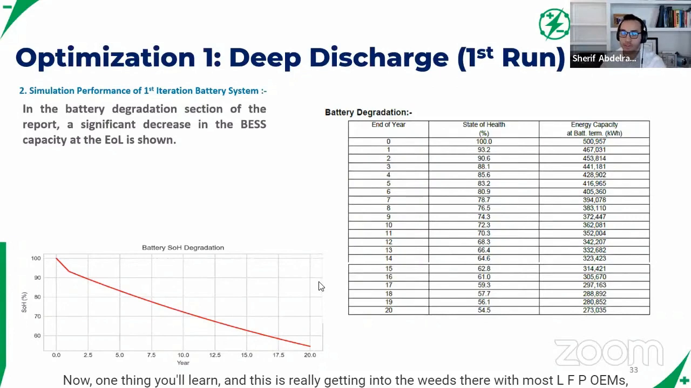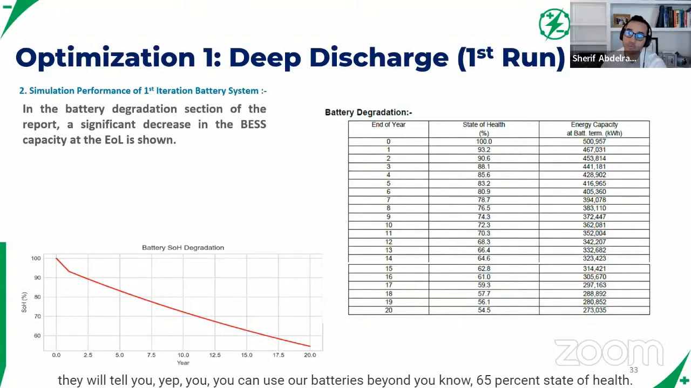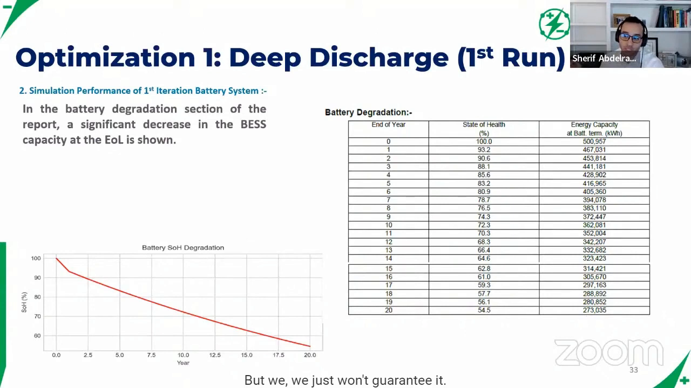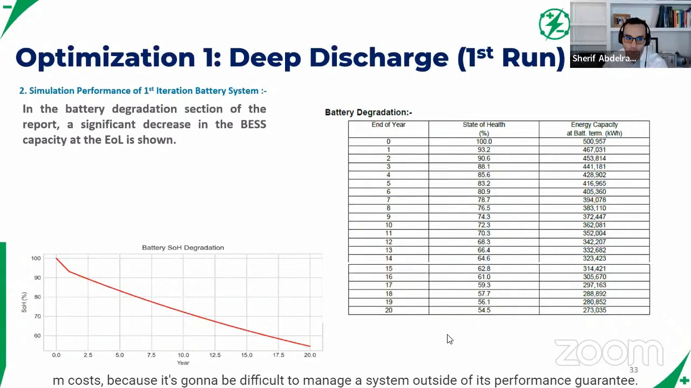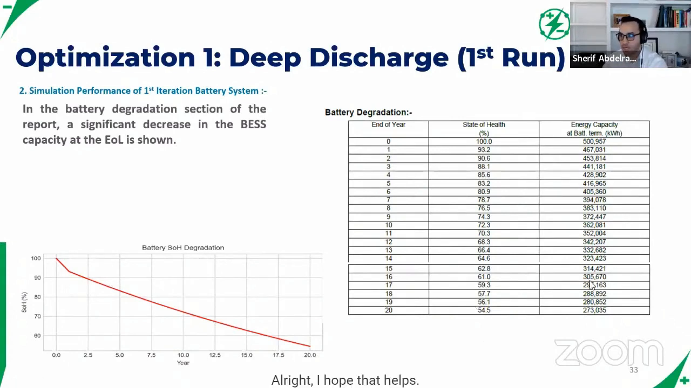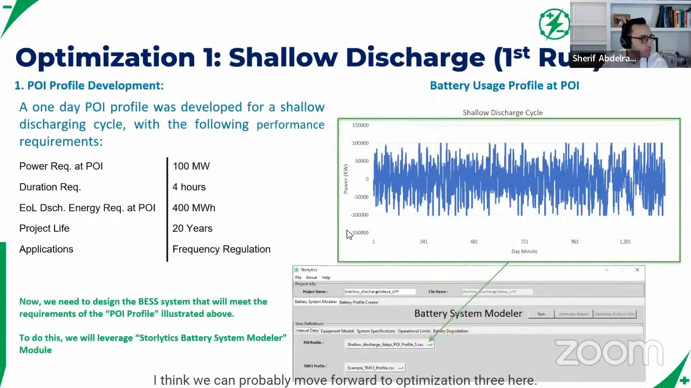Now, one thing you'll learn, and this is really getting into the weeds, is that most LFP OEMs will tell you, yep, you can use our batteries beyond 65% state of health, but we just won't guarantee it. So you're really taking a risk there and opening yourselves up to operational challenges, balancing challenges between racks and inverters. If you plan to do that, you probably want to account for more downtime and more O&M cost, because it's going to be difficult to manage a system outside of its performance guarantee. All right, I hope that helps. Okay, I think we can probably move forward to optimization 3 here.